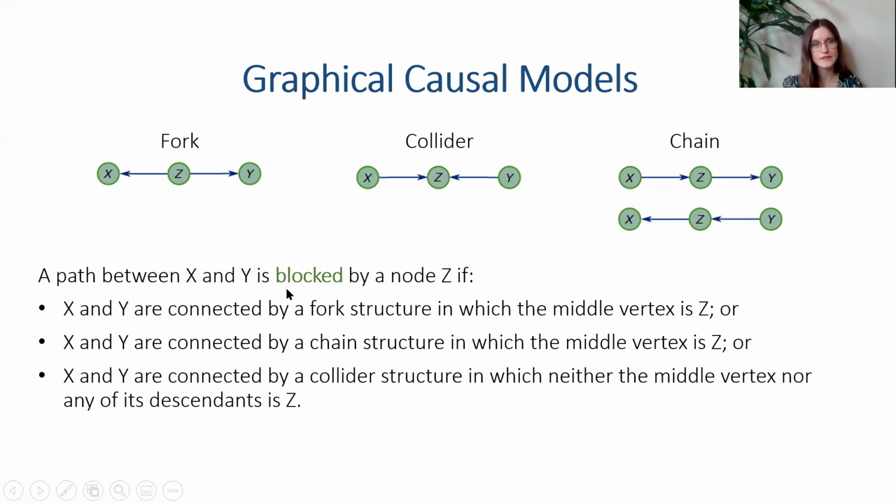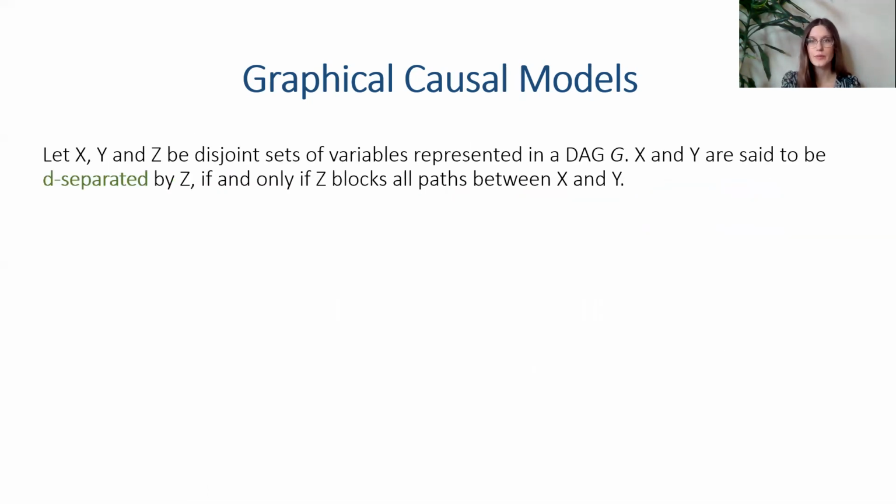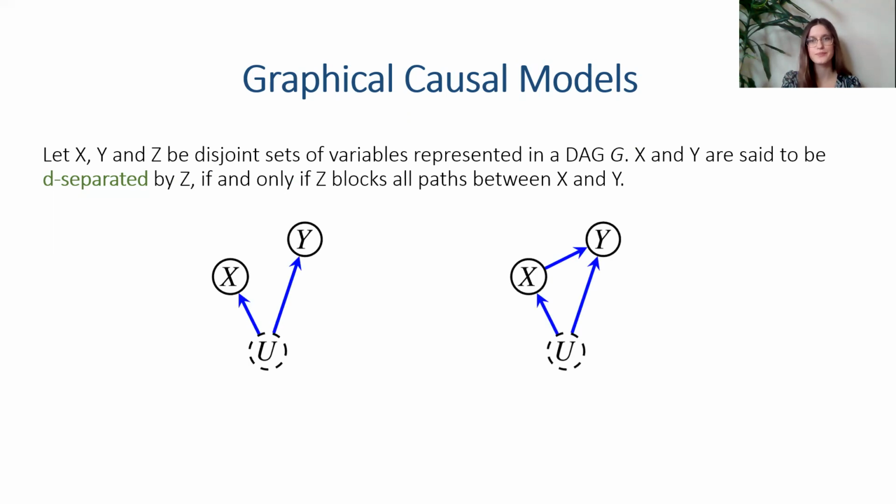And now this definition of blocking a path will be important to introduce d-separation, which is the base of the result of this work. So let x, y, and z be disjoint sets of variables represented in a DAG. X and y are said to be d-separated by z if and only if z blocks all paths between x and y. Okay, so let's look at some examples.